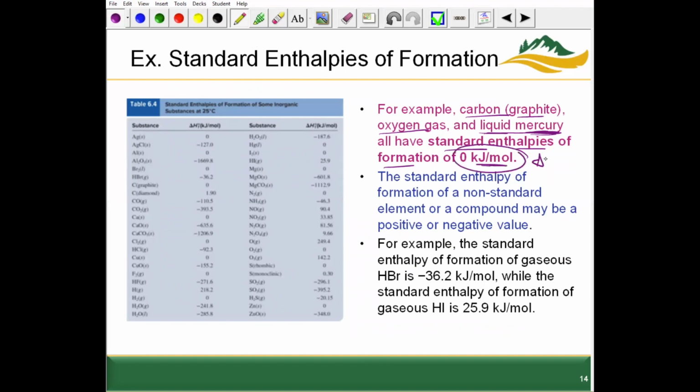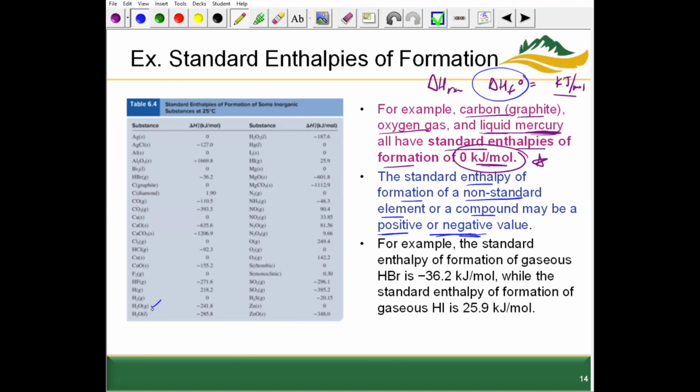So pointing out the units here again, it's similar to what we saw for enthalpy of reaction. So the standard enthalpy of formation, this is also in units of some energy term then per mole. The standard enthalpy of formation of a non-standard element or a compound may be a positive or it can be a negative value as well. It depends on the stability of a certain compound or molecule in that standard state.